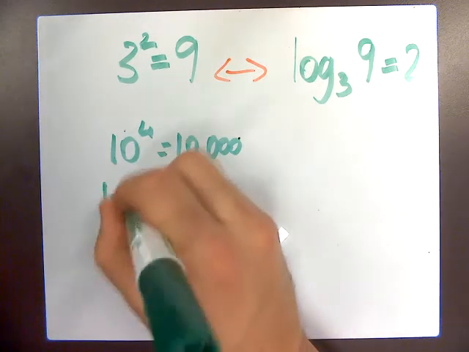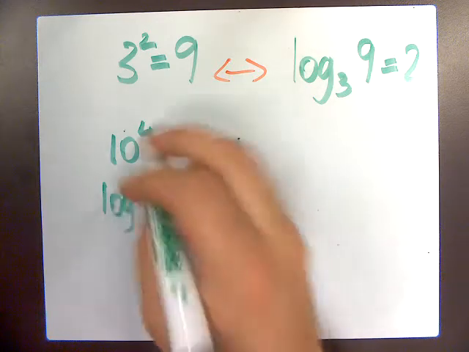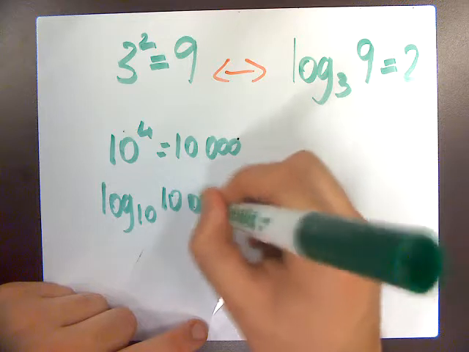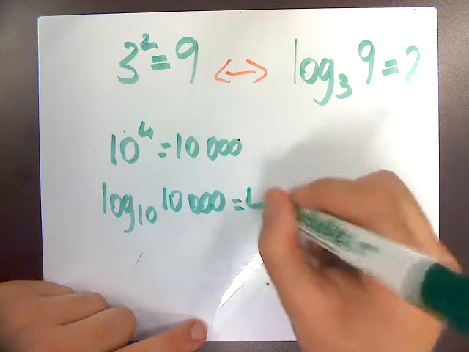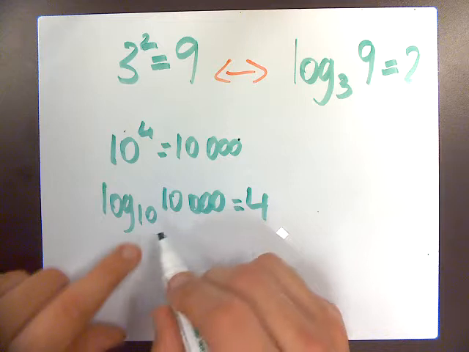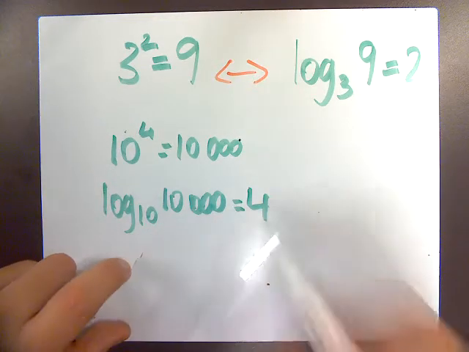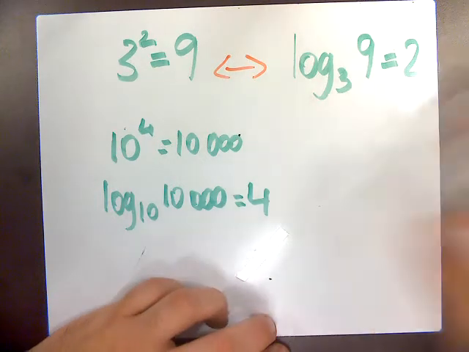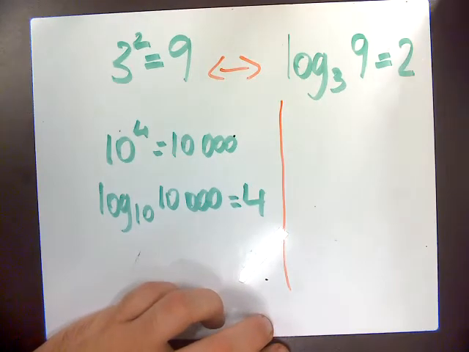So again, we write log first. We put our base in, so base 10, of whatever the result is, and that's going to equal 4. So we're saying using the base 10, if we have 10,000, what will the power be? It's going to be 4. Let's do another example.